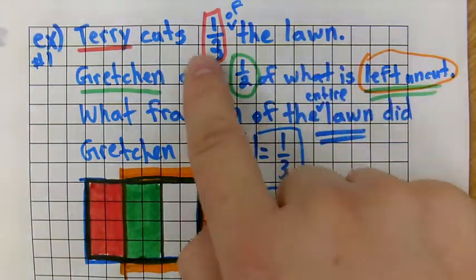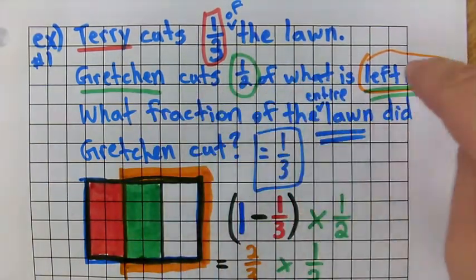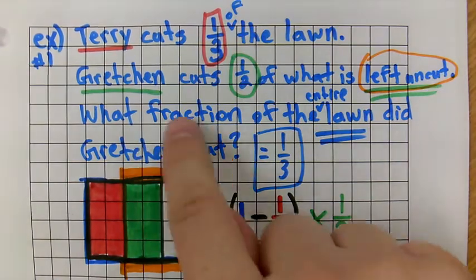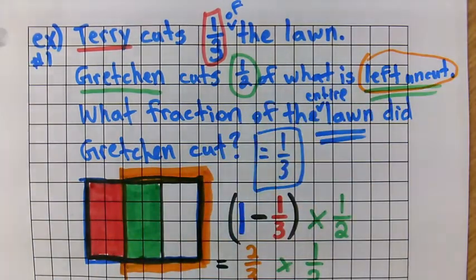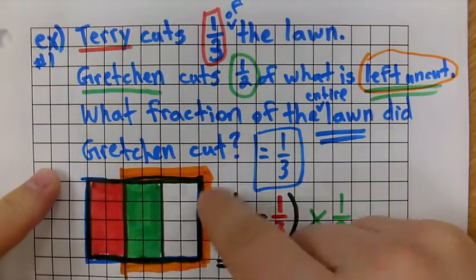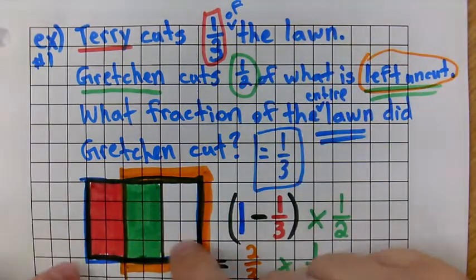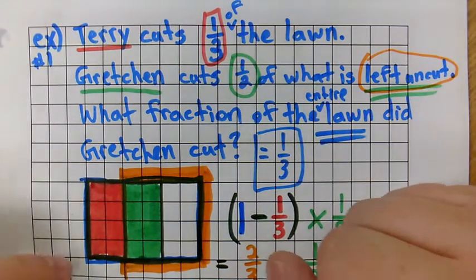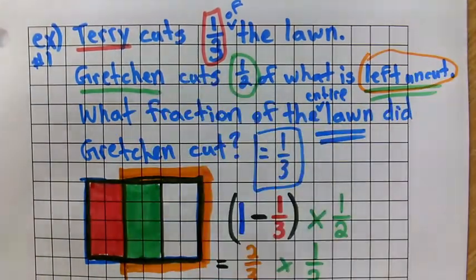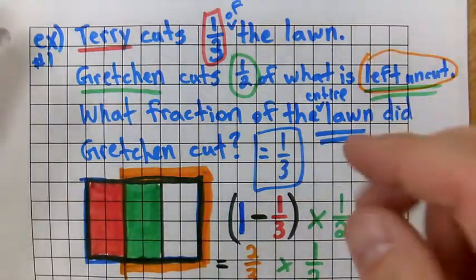So let's look at an example here. It says Terry cuts 1/3 of the lawn, Gretchen cuts 1/2 of what is left uncut. What fraction of the entire lawn, the whole thing, did Gretchen cut? So here we're going to use a little model. Let's draw out the field. I decided to pick the width as something that both of the denominators could divide by, and then the height, I just chose one that could divide by. So I chose 6 wide by 4, and it worked out.